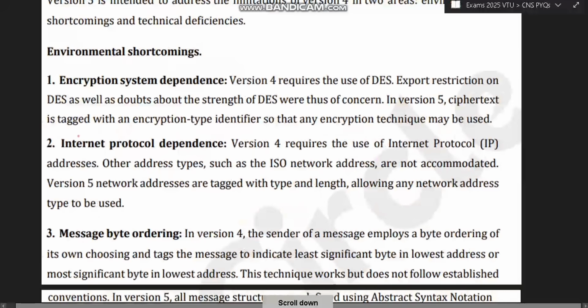That's one advantage. Second difference, internet protocol dependence. Version 4 requires the use of the internet protocol, whereas version 5 tags addresses with a type and length, allowing any network address type to be used, not just internet protocol.